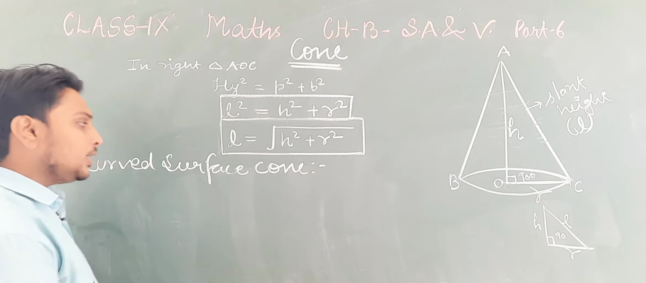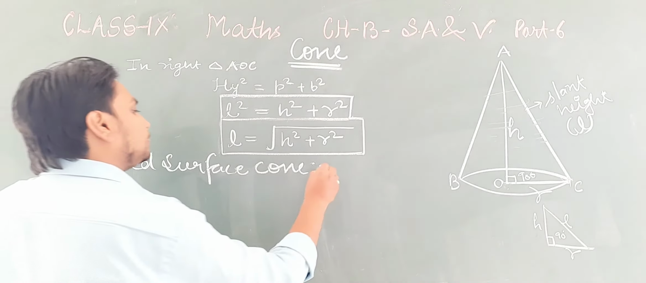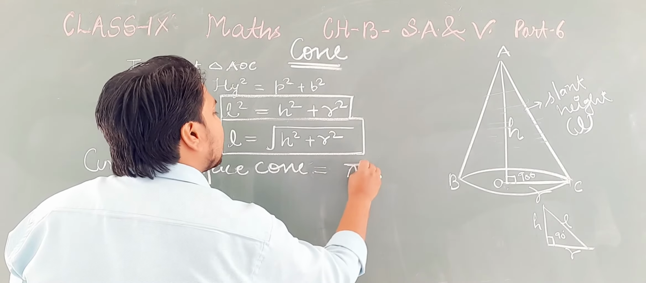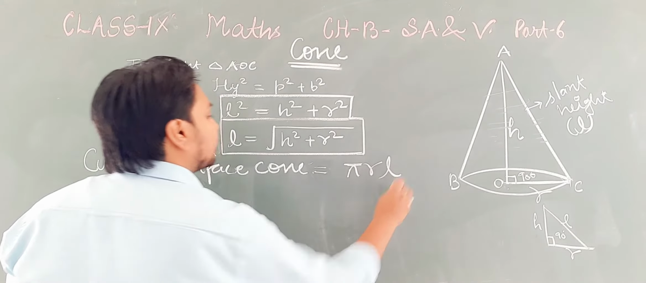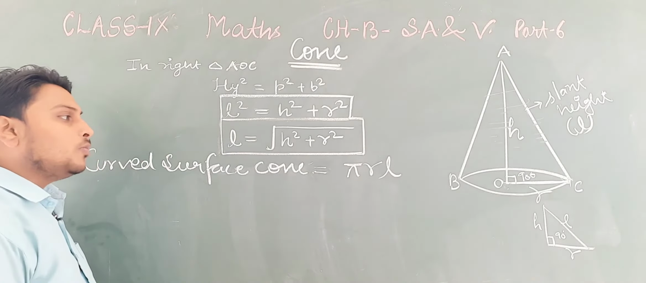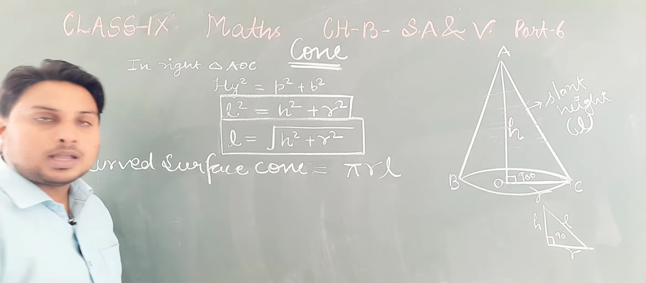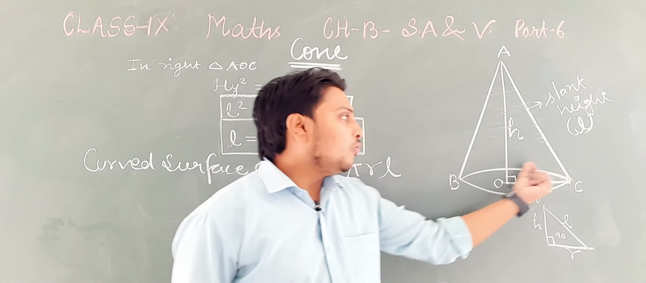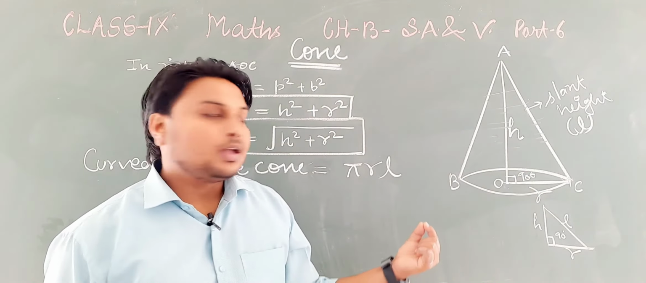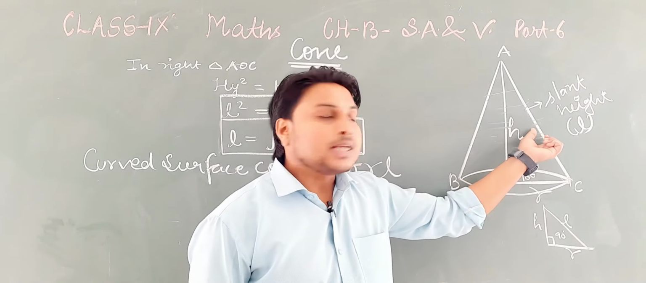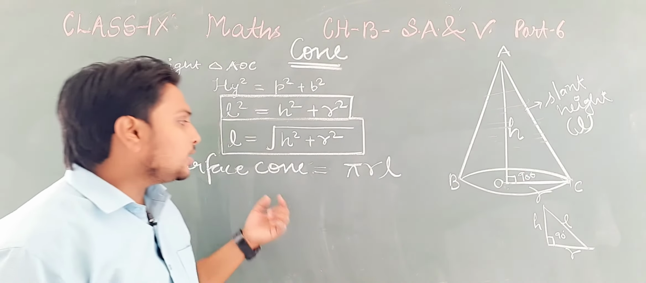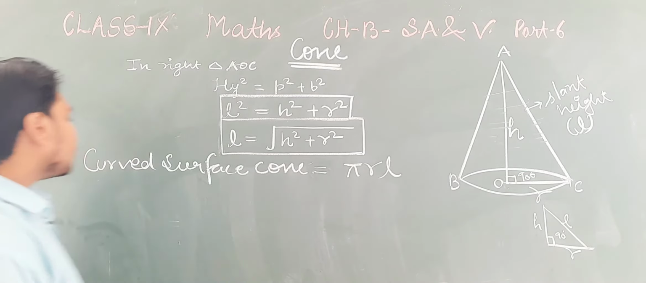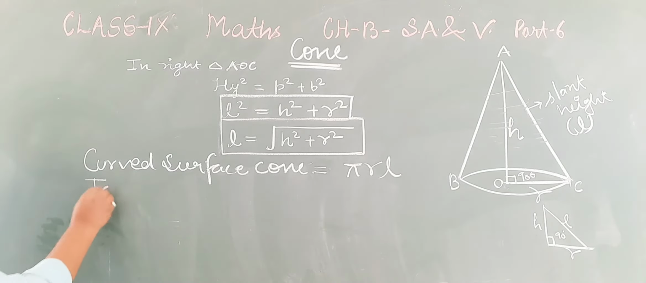And how much is it? Its formula is pi r L. This is the curved surface area, because it is moving with the slant height, so its curved surface area is pi r L. What will be its total surface area?